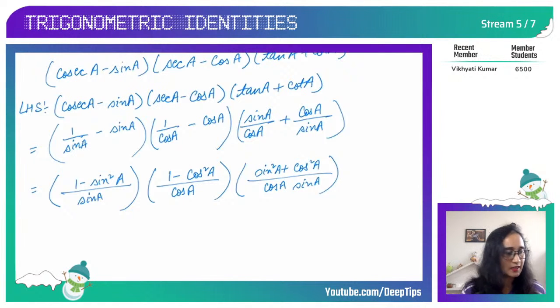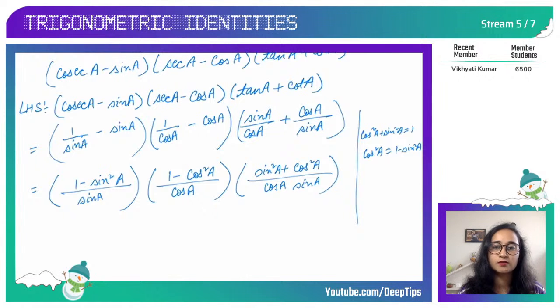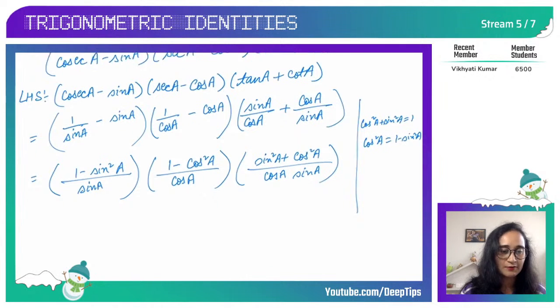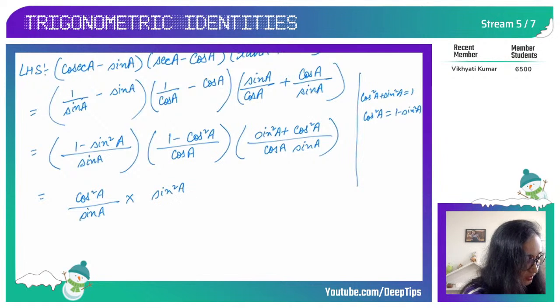Now, if you look here, 1 minus sine square A is equals to cos square A. From the identity that we have done, we know that cos square A plus sine square A is equals to 1, right? If I take sine square A on the other side, I can write 1 minus sine square A equals to cos square A. So I can use that result here, right? So this is cos square A upon sine A into, now 1 minus cos square A is sine square A, sine square A upon cos A. Now this is sine square A plus cos square A, which is 1 upon cos A into sine A.